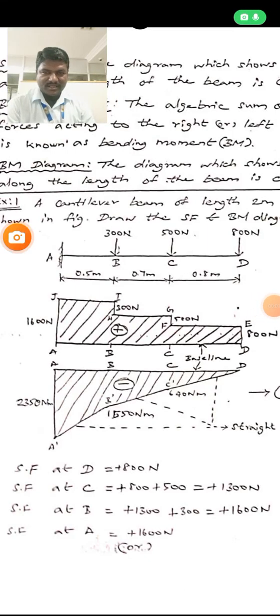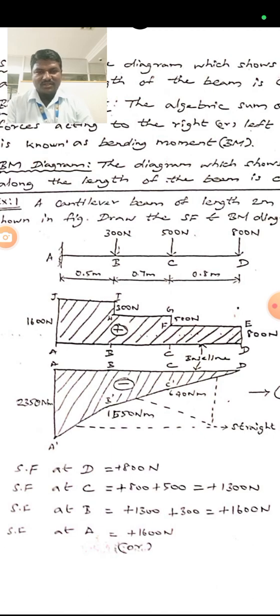Dear students, today we are going to the next topic: a cantilever beam fixed at A, with three loads present at points B, C and D. At point B a 300 Newton load is available, at point C a 500 Newton load is available, and at point D an 800 Newton load is available. In this problem, draw the SFD and BMD.